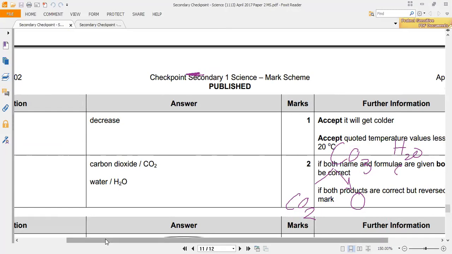I'll just remove the annotation. Okay. Sorry. Back to our exam.